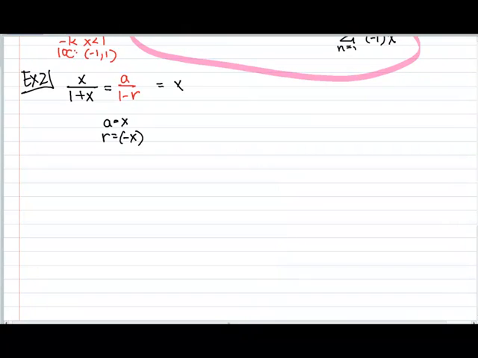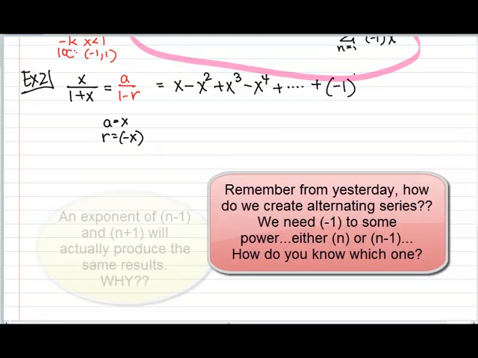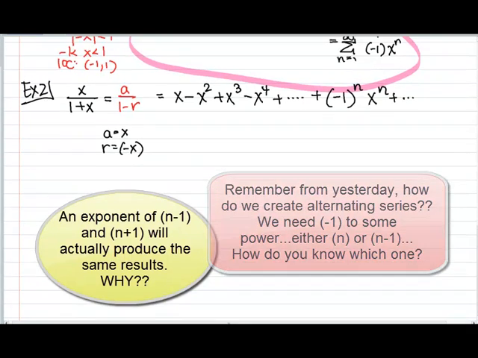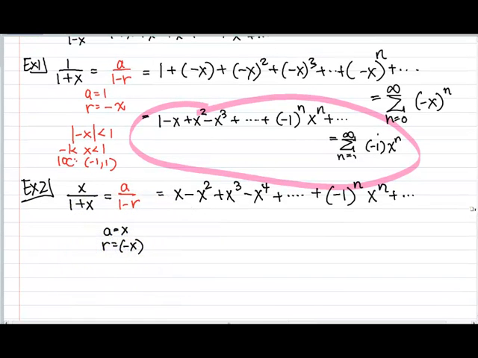So if we have x, the next term is negative x squared, then positive x cubed, then negative x to the fourth, and so on. Again, notice the alternating series. So I want to have negative 1 to the n, x to the n. So it's actually just like the one we did above here, except what? We multiplied everything by an extra x. You could even have thought of this as x times 1 over 1 plus x, and taken every single term up above here in example 1 and increased it by an x.